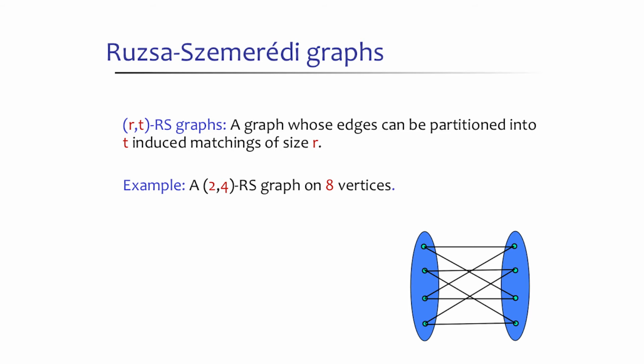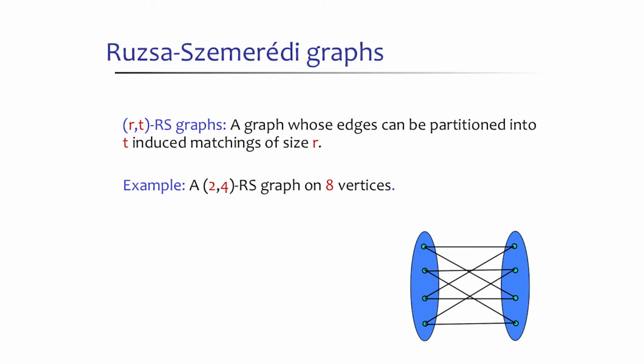Okay, good. So we are going to use a special class of graphs to establish this lower bound. And this class of graphs is called the Ruzsa-Szemerédi graphs. And they have a very interesting structure. These are graphs where the edge set can be partitioned into a large number of induced matchings, each of which are going to have large size. So for example, an (R,T) RS graph would be a graph where the edge set of the graph can be partitioned into T induced matchings, each of which have size R.